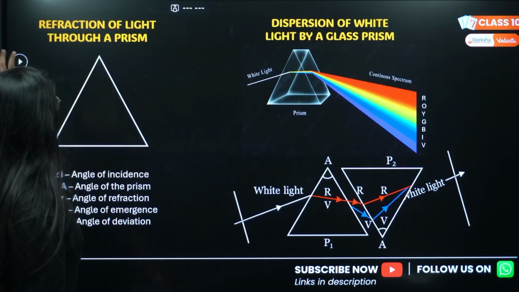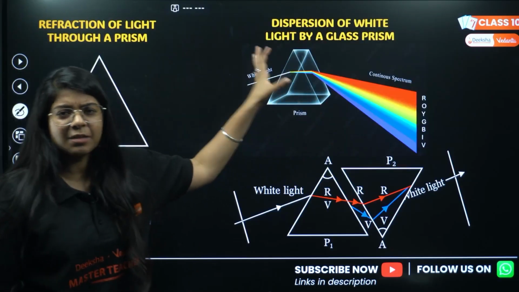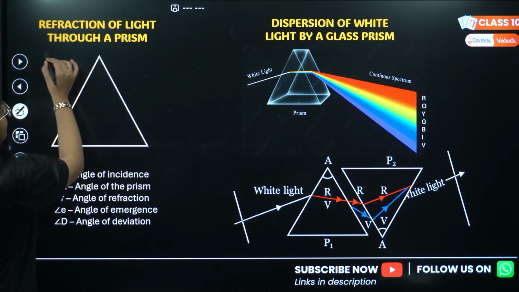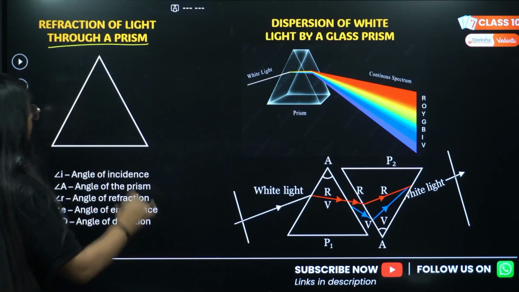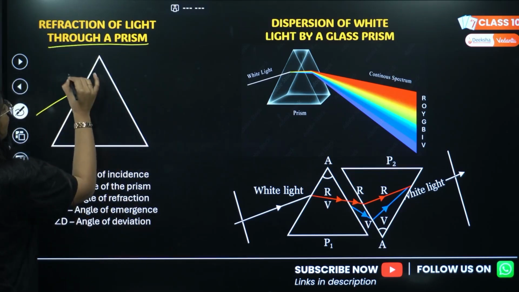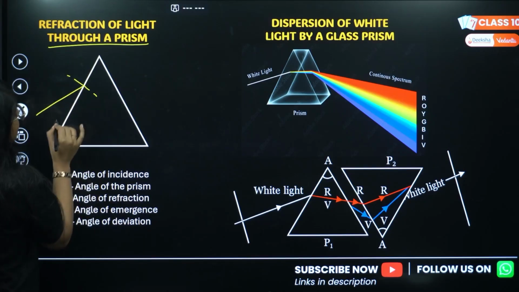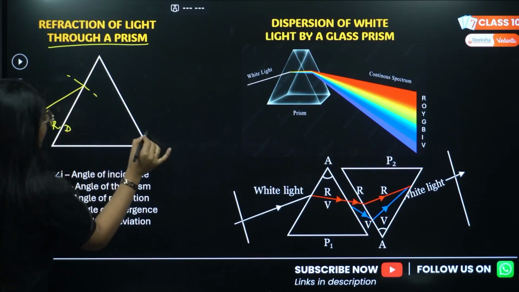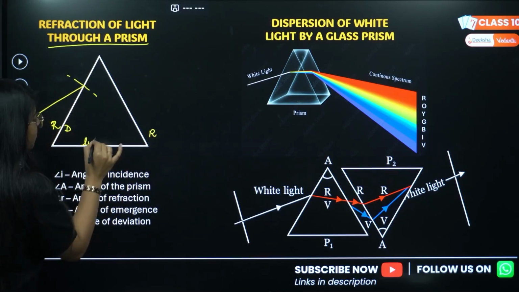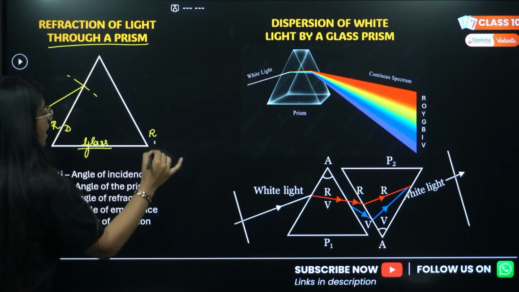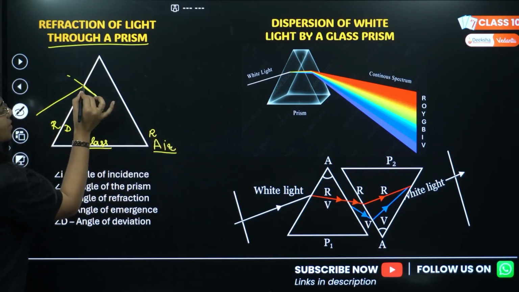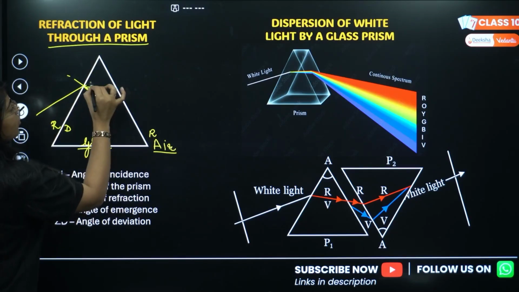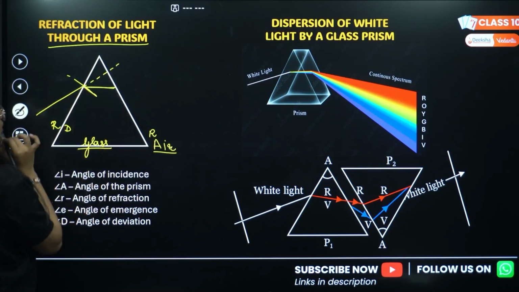Okay, moving on, we have just a little bit of itty bitty topics left. First is refraction through a prism. Itty bitty but very important. So what happens when light comes in? We draw a normal, and since it goes from rarer to denser, and again to rarer, because this is a glass prism, right? This is glass and this is air, so this is my normal, and the ray bends towards the normal.